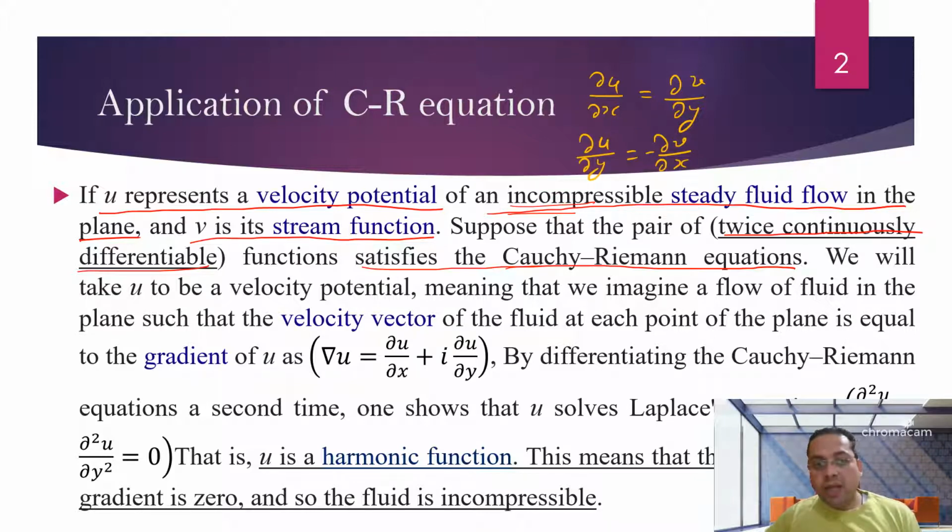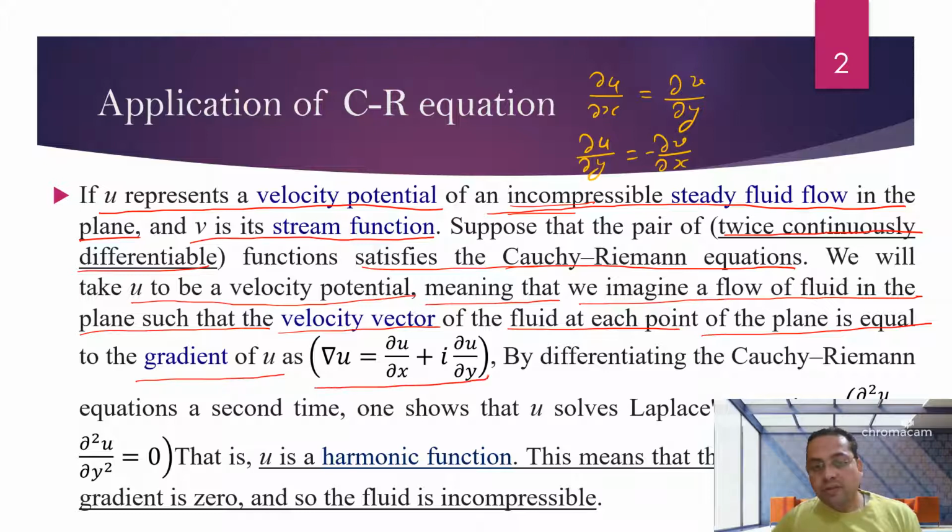We will take u as a velocity potential, meaning that we imagine a flow of a fluid in a plane such that the velocity vector of the fluid at each point of the plane is equal to the gradient of u. This is the gradient of u, obtained by multiplying by the vector operator del, which you studied in the previous semester, in the fifth unit of vector calculus in the first semester.